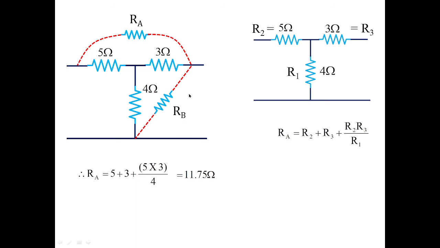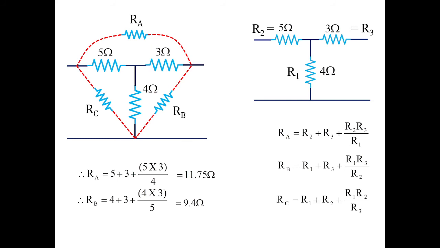Now let us obtain the values for the other branch resistors of the new delta network. So this is RB. RB can be obtained as R1 plus R3 plus R1 R3 by R2. So this is 4 plus 3 plus 4 into 3 by 5, whose value will be 9.4 ohms. And similarly I can get the value of RC with the help of R1 plus R2 plus R1 into R2 by R3. So 4 plus 5 plus 4 into 5 by 3, the value is 15.67 ohms. So we have obtained the delta values RA, RB, RC as 11.75, 9.4, 15.67 respectively.